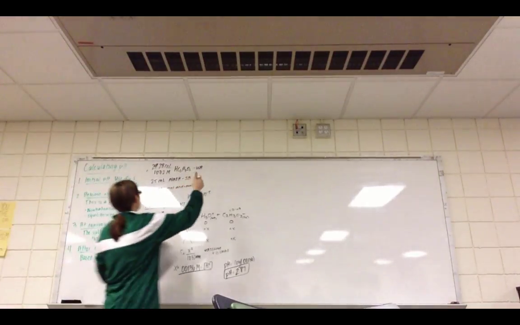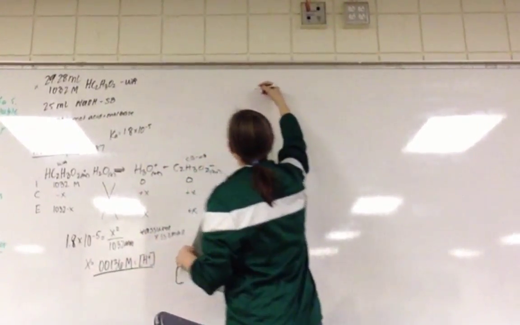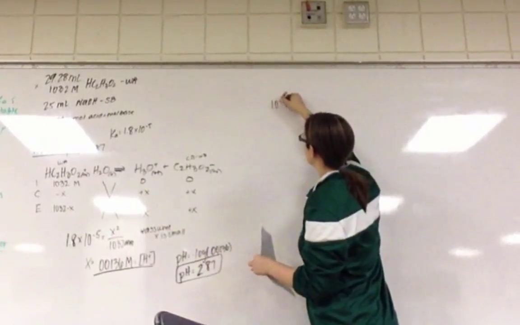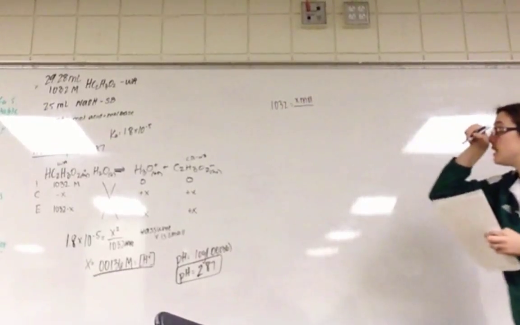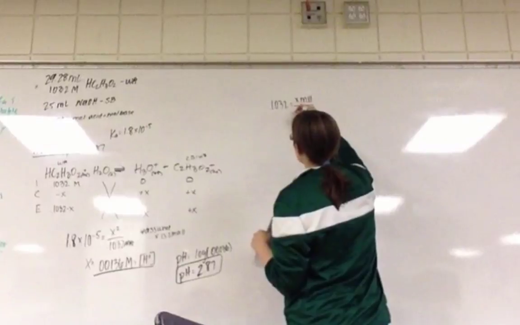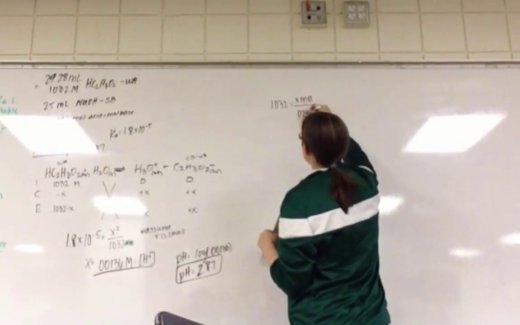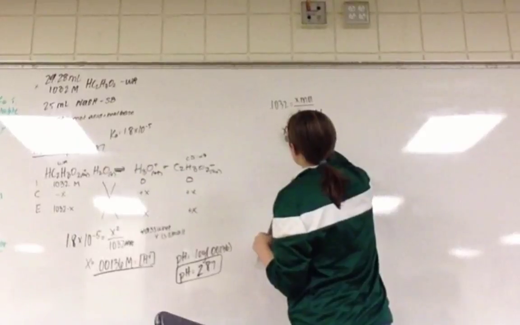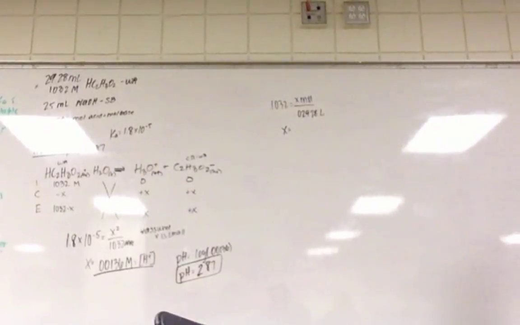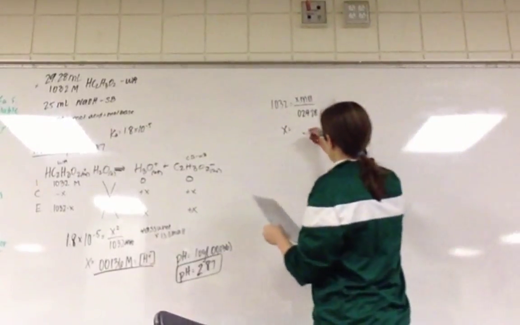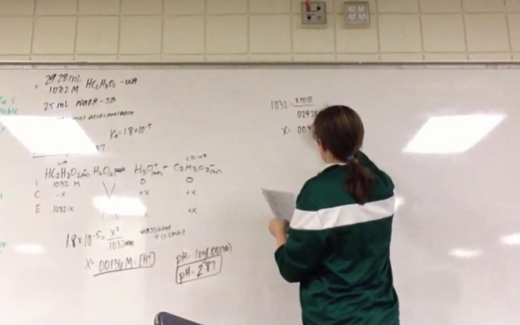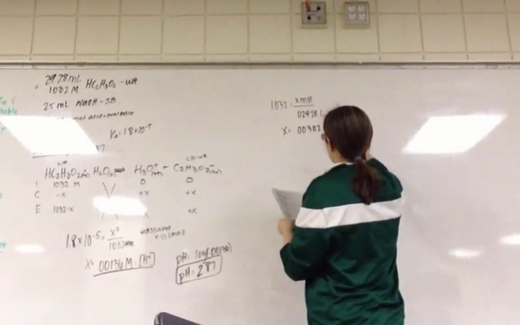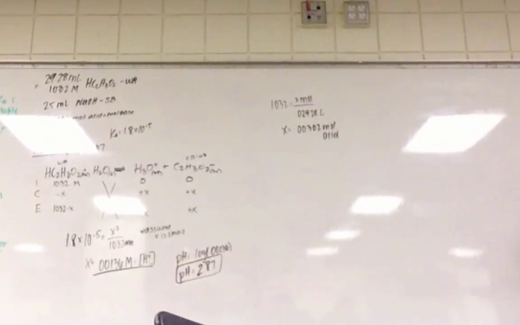Okay, so to find moles of acid, we're just going to use our concentration, 0.1032. And then what is that volume of acid in liters? 0.02928. So how many moles of acid is that? 0.00302 moles of acid. So how many moles of base do we have?